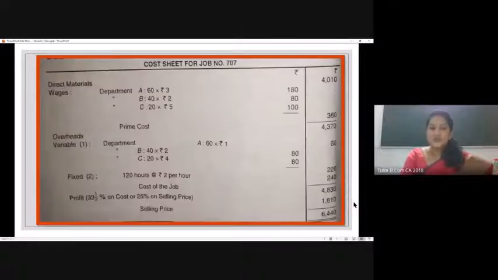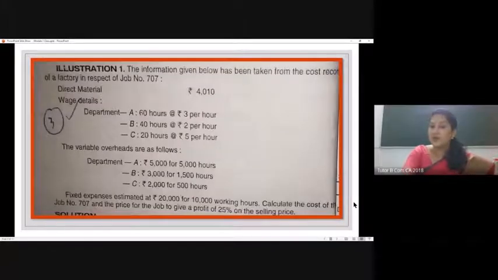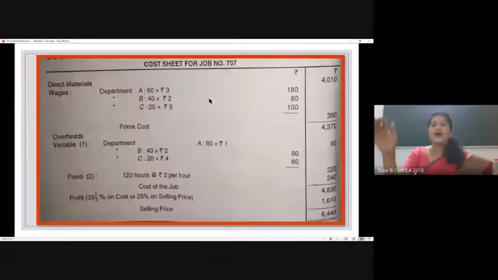So first, as we normally do, we will put direct material cost. You can have an inner column and an external column. Here you do not have a calculation with respect to direct materials because it's already given in the question. Direct material cost is 4,010. So we will put this amount, 4,010, in our cost sheet in the external column. So that's material cost.